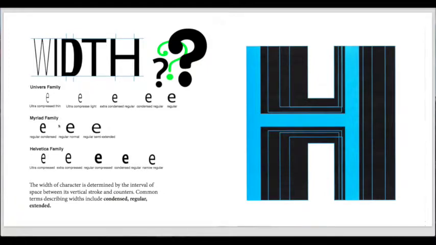Width. The width of a character is determined by the interval of the space between the vertical strokes and counter. Common terms describing width include condensed, regular, extended. Universal family: ultra-compressed thin, ultra-compressed light, extra-condensed regular, condensed regular, regular.